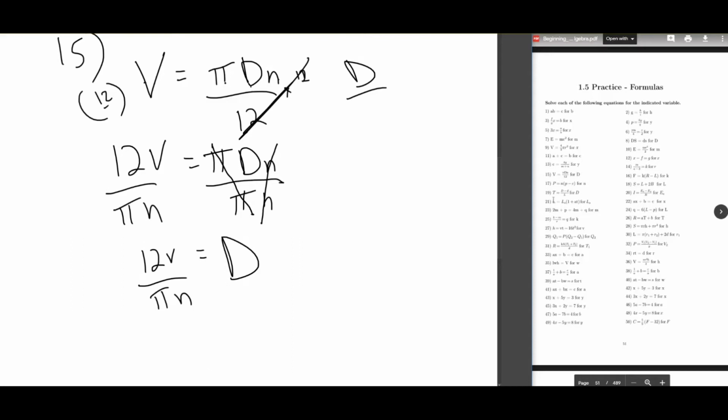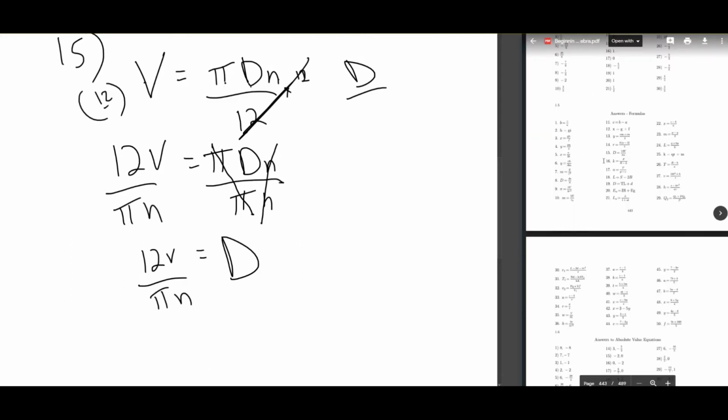Let's check that out to see if that's right. Yeah, that looks good. All right, let's do another one. 16 now.